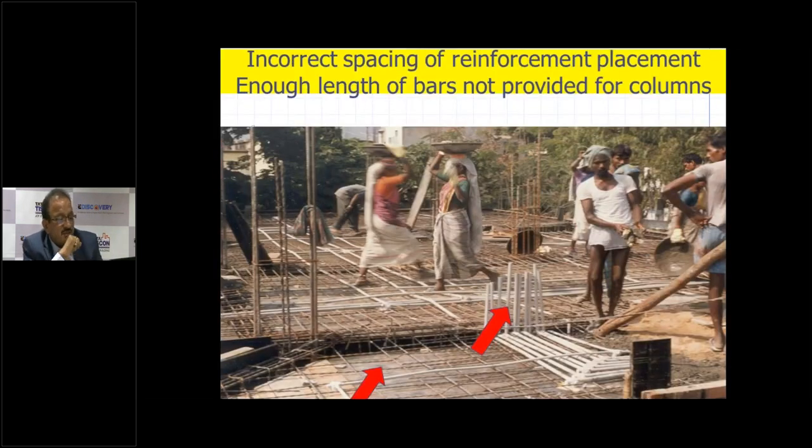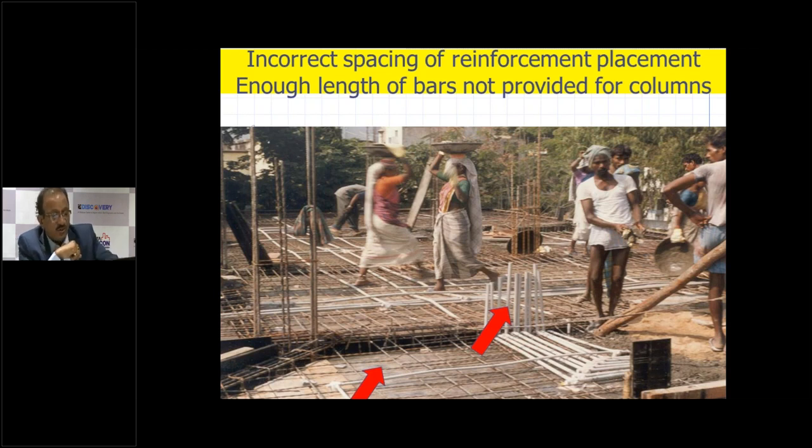In this picture, you can see two things. One is incorrect spacing of reinforcement. This red arrow at the bottom, you can see on the right side of the arrow, the bars are placed roughly at 200 millimeters center to center, and here one bar is missing. Practically this spacing has gone to 400 millimeter, and concreting is going on. It's not that this has been pointed out and there is no chance of correction. Already you can see the concreting is in full swing, and here in the center you can see another red arrow. Here they have not provided enough length of the bars for the column.